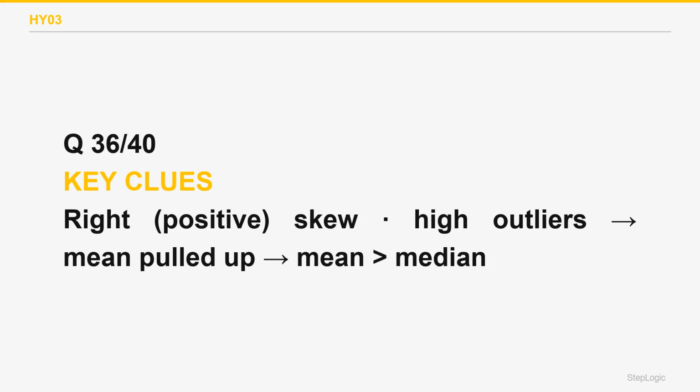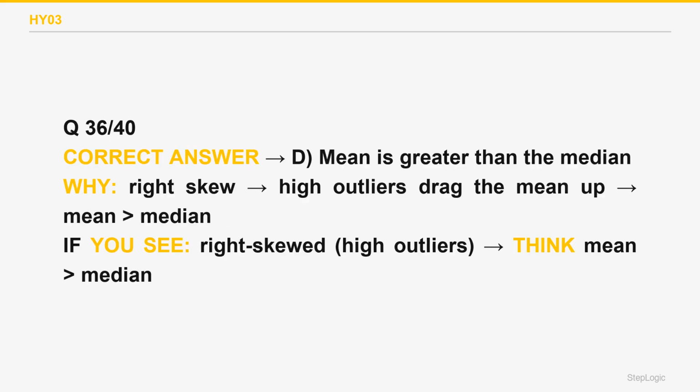In a right-skewed, positively skewed distribution, a few very large values, the billionaires, pull the mean toward the high tail while the median stays near the bulk of typical incomes, so the mean ends up greater than the median. The mean chases outliers. The median resists them, which is why median income is reported for skewed data. The correct answer is D.